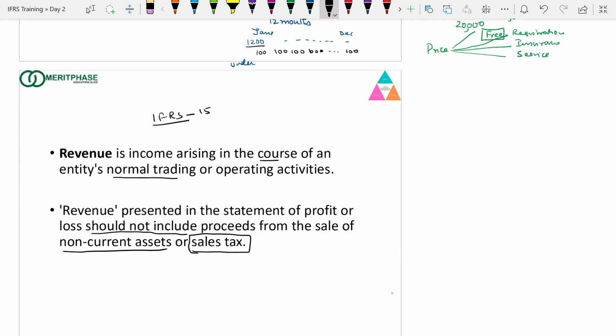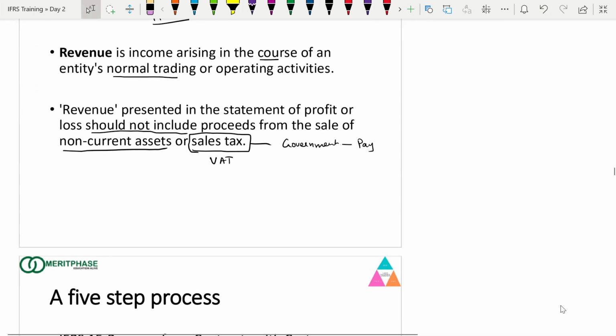We have the sales tax, is it right? We should not include sales tax because this belongs to the government. It is the obligation of the entity to pay off. This is not our money. We are collecting it on behalf of the government, and it is going to be paid to the government. If you have a concept of VAT, the same principle applies. It means excluding what? It should not include non-current assets and it should not include VAT.